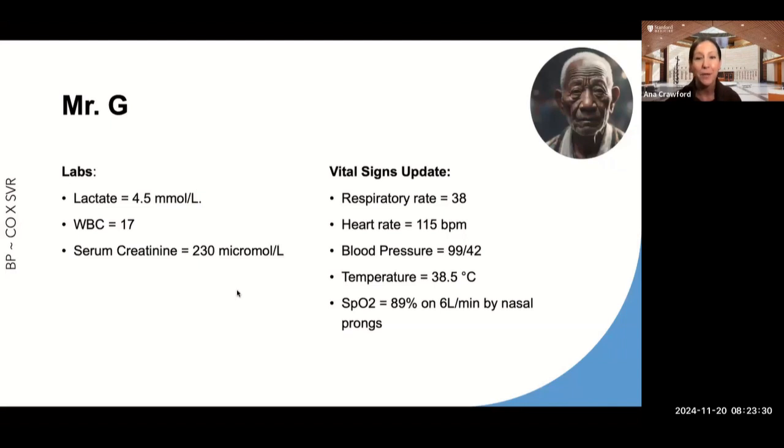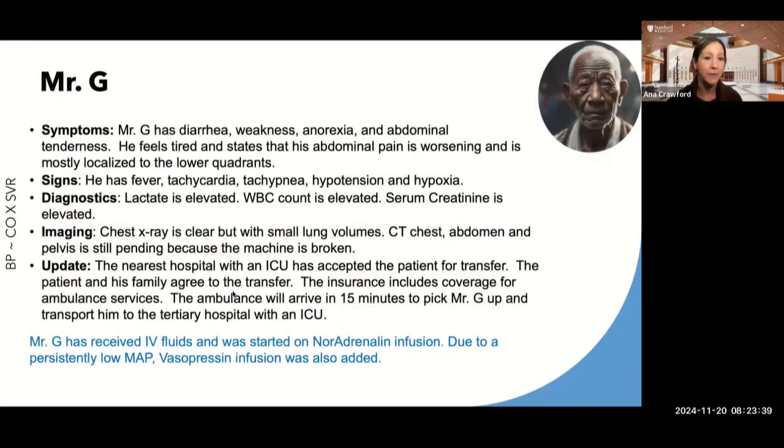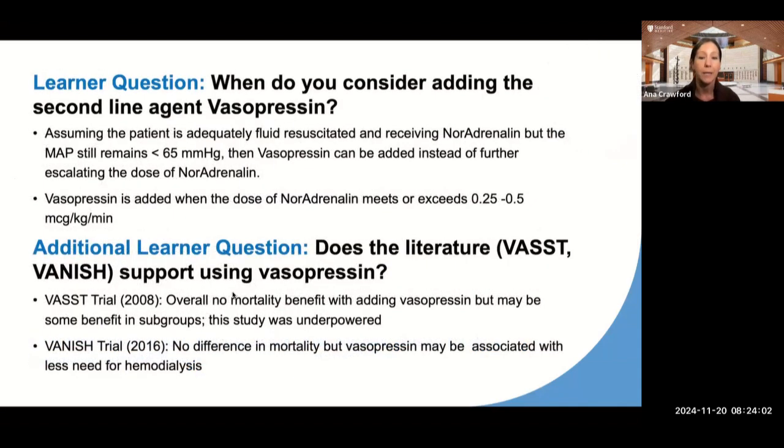But Mr. G's very ill. He certainly meets all the criteria for sepsis and septic shock according to any of our early warning scores. His lactate is elevated. His respiratory status is worsening, and the nearest hospital is still a ways away, but they have accepted him for transfer to their ICU. He's received IV fluids. He's been started on a noradrenaline infusion, and due to persistently low mean arterial pressure, a vasopressin infusion was also added. So this one is for Dr. Pearl. Some of the learners have asked a few questions about the use of vasopressin. I'm hoping you can walk us through some of the answers to their questions.